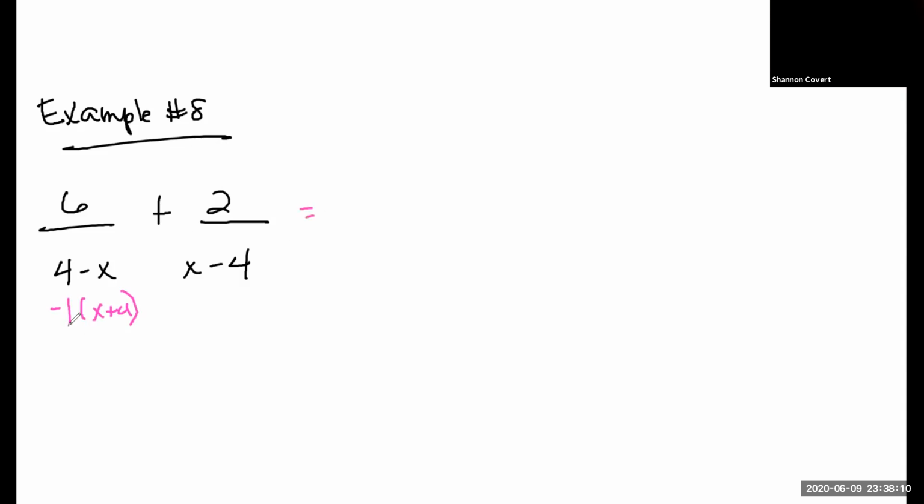That -1 we don't leave in the denominator, we move that up with the numerator. So I rewrite my numerator as -6. My denominator is x plus 4. And then I have plus 2 over x minus 4. I did something wrong. Go back, go back.